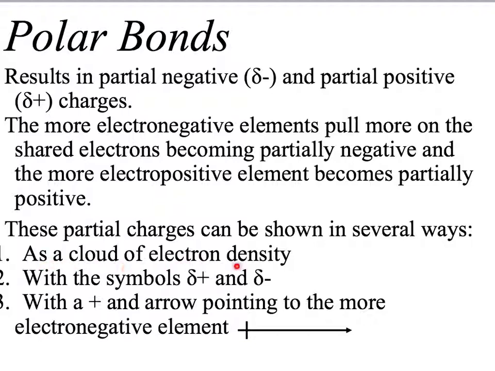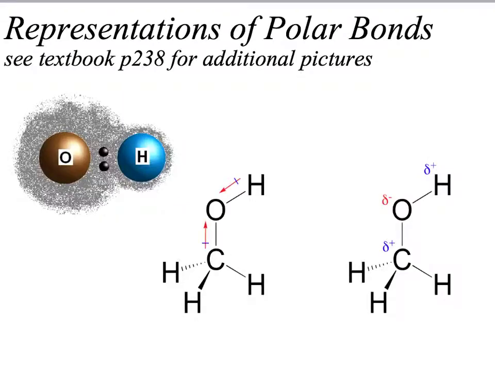So there's several different ways that these charges are shown. One would be as a cloud of electron density. We can show them with those symbols, the delta plus and the delta minus. And then we could also show it with an arrow that has a plus sign on it. The plus sign is on the species that's a little bit more positive, and the arrow is pointing to the more electronegative element. Think about it as pointing to where the electrons spend most of their time. And these are images of that.